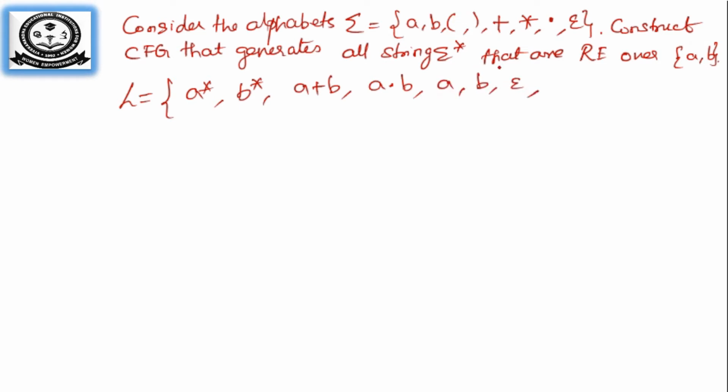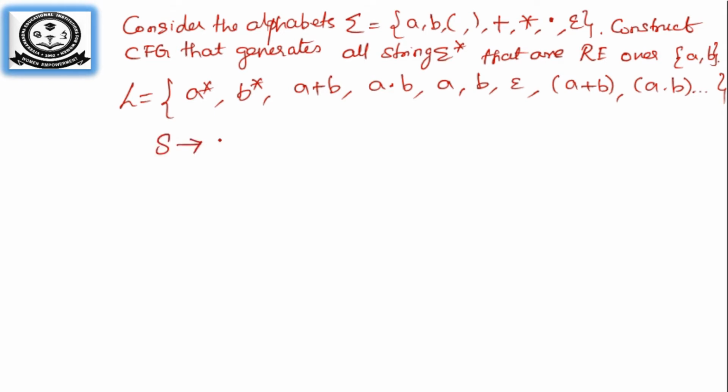Then what is open parenthesis and close parenthesis? You can have a plus b, a dot b, and it goes on. So whatever combinations you can write, you can write. So first we will start with a star and b star. Let us assume we are going to use this regular expression.